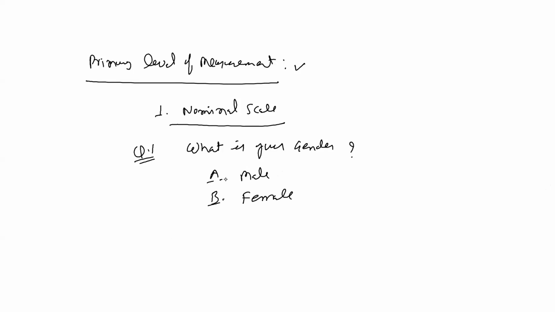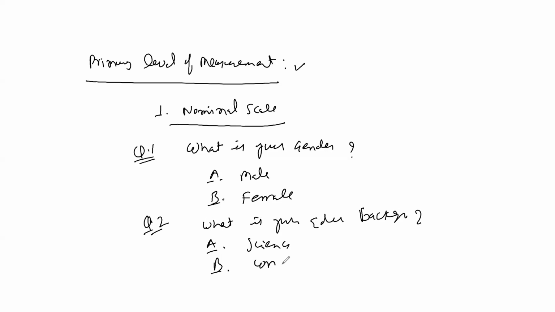The question of the nominal scale you can prepare mutually exclusive, or another question may be, what is your education background? So you may belong to science, commerce, or arts. So in nominal scale, the options may be two or more than two.